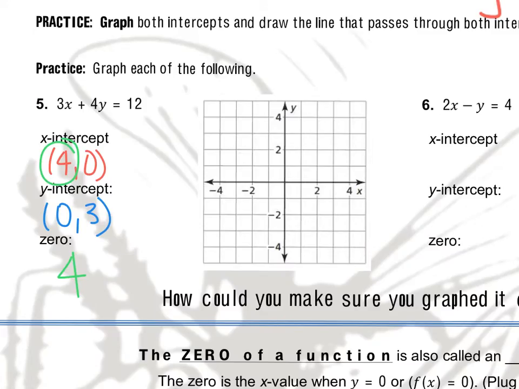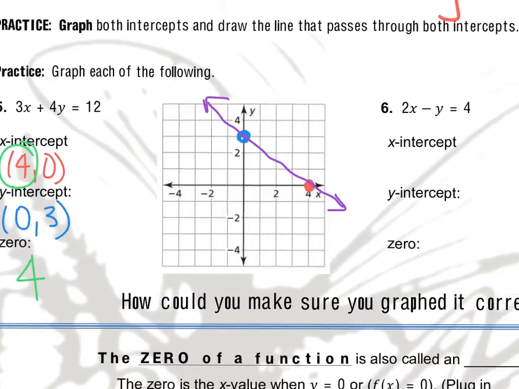So now we're going to graph this. Well, that's easy. Our x-intercept is 4, 0. That's going to be over here on the x-axis. Our y-intercept is 0, 3. That's going to be up here on the y-axis. And if I connect that and draw my line, I've graphed it. So there's my line.